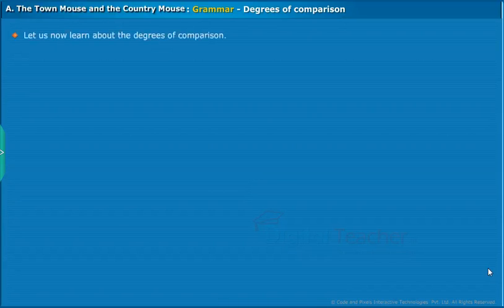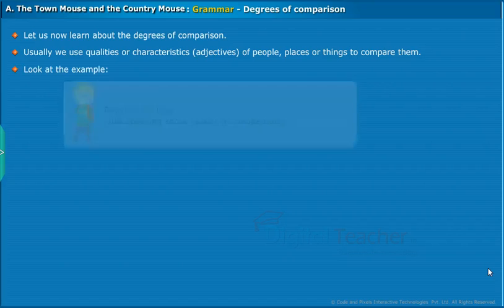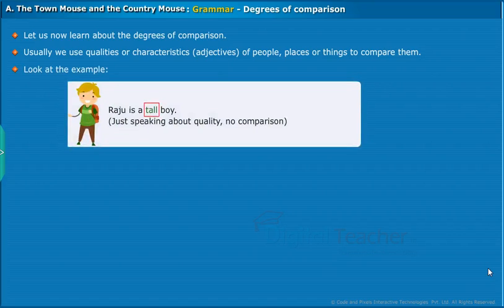In this section, we will learn about degrees of comparison. Usually, we use qualities or characteristics or adjectives of people, places or things to compare them. Look at the example. Raju is a tall boy.